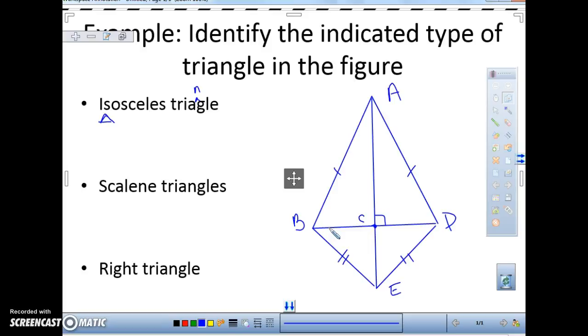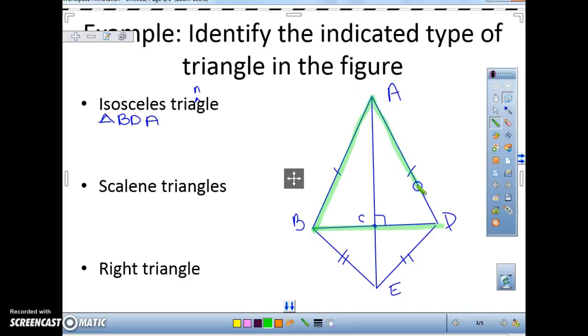Yes, what? B, D, and A would work. Let me highlight it so you can see it. B, D, and A. So here's one isosceles. What's another one? B, D, and E. Okay.